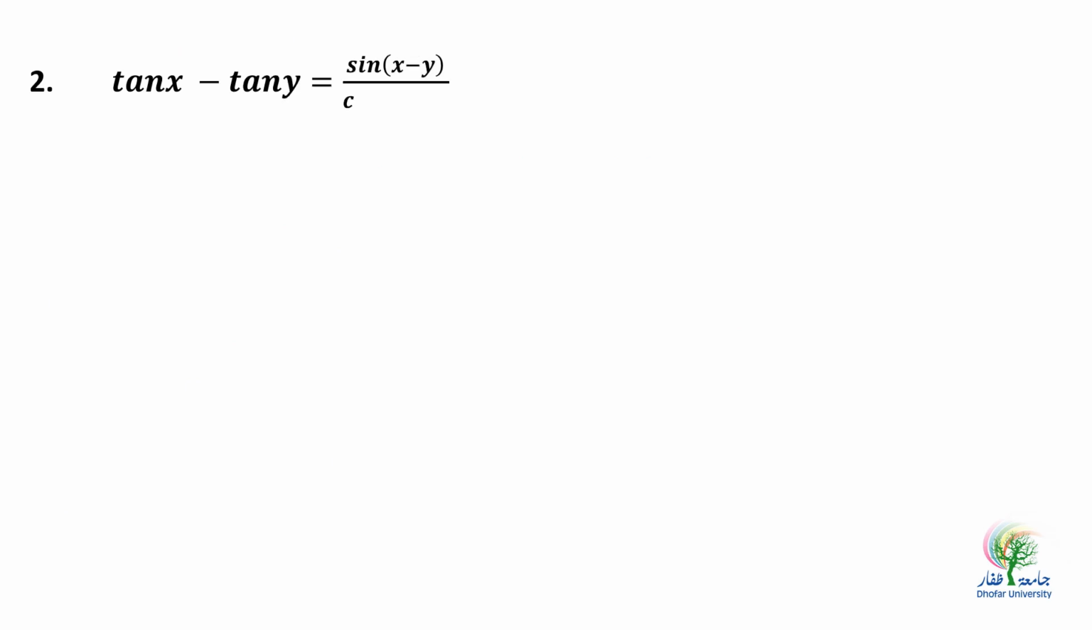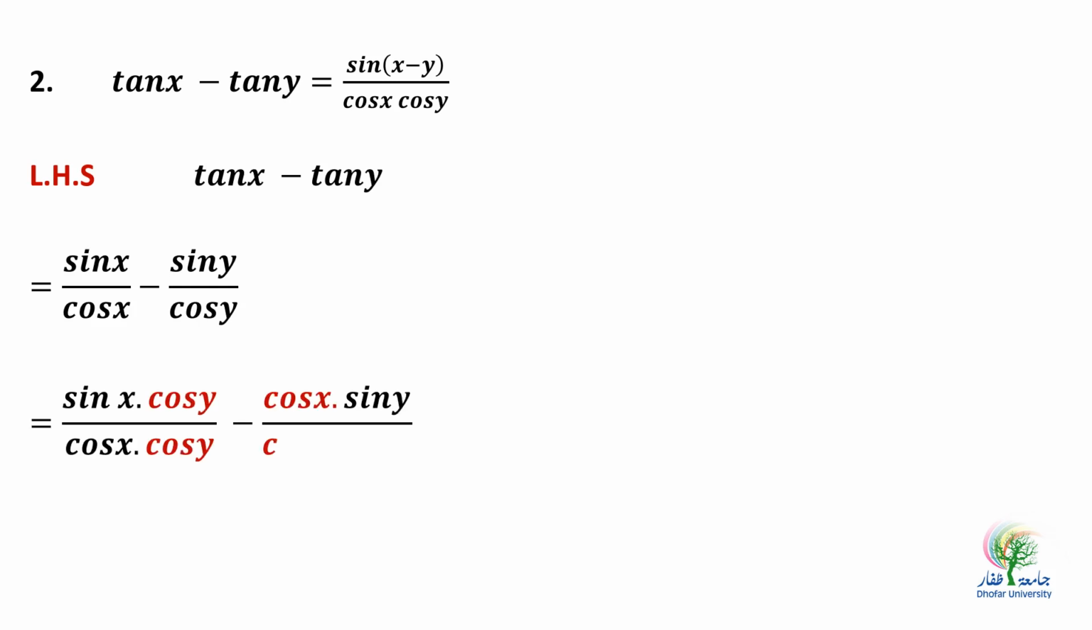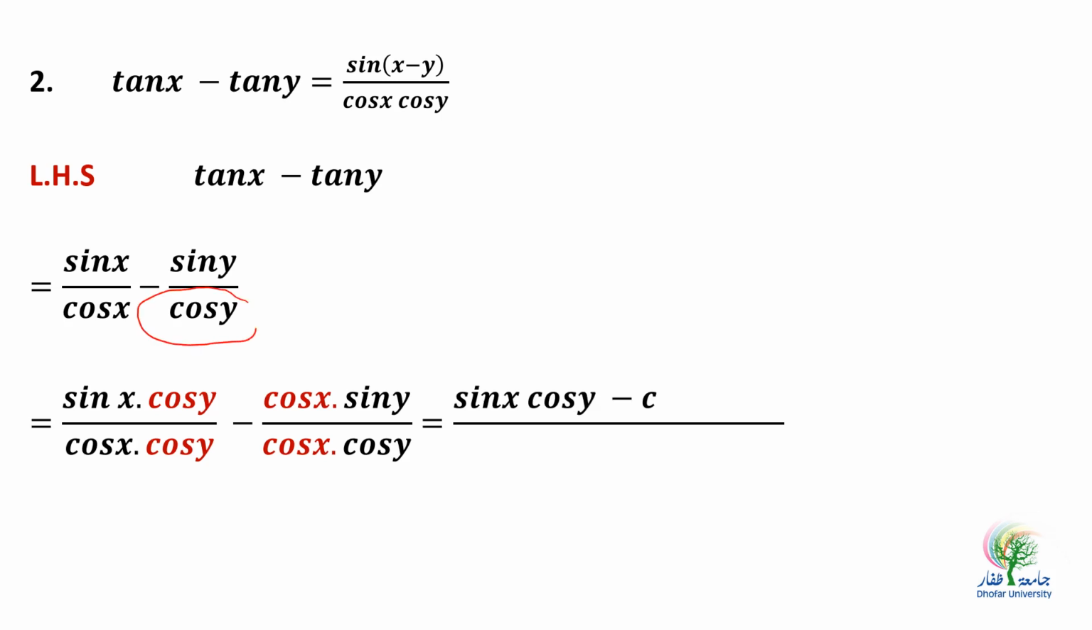Another question. Tangent x minus tangent y equals sine(x minus y) divided by cosine x cosine y. We will write the left hand side, tangent x minus tangent y. Change tangent x to sine x by cosine x, tangent y to sine y by cosine y, and now we will keep the denominator the same. So this cosine y multiplies here up and down, and this cosine x multiplies here up and down. I hope you understood.